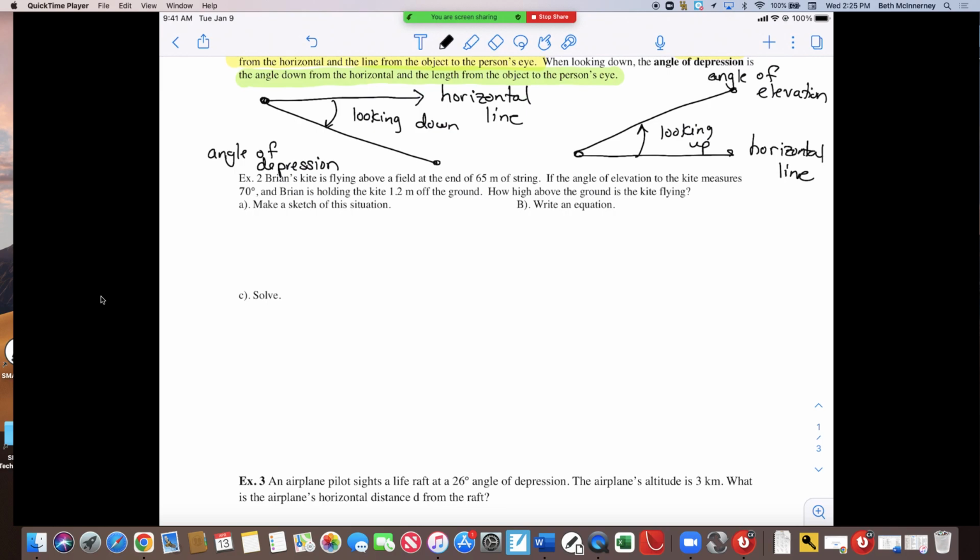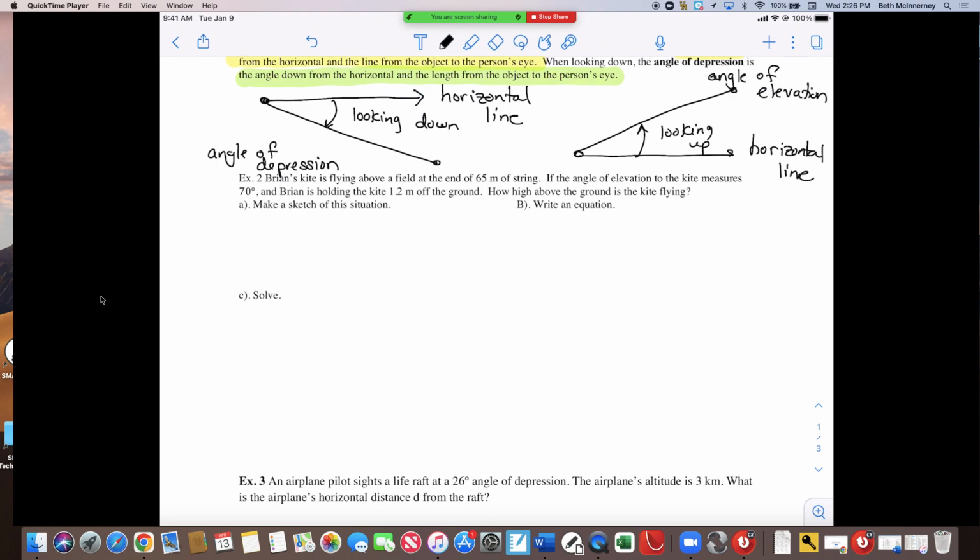All right, let's look at example 2. We'll look at a problem. Brian's kite is flying above a field at the end of 65 meters of string. If the angle of elevation to the kite measures 70 degrees and Brian is holding the kite 1.2 meters off the ground, how high above the ground is the kite flying?